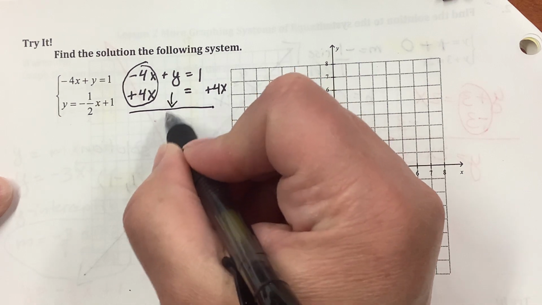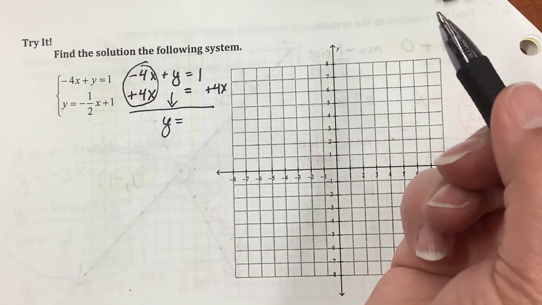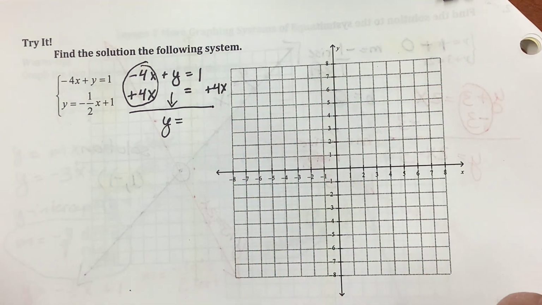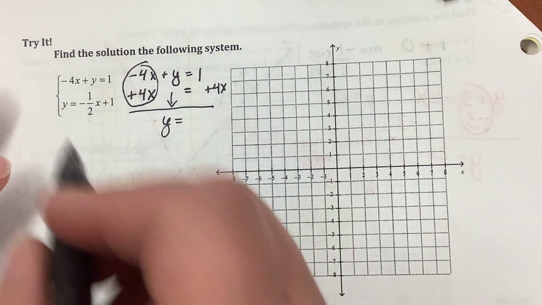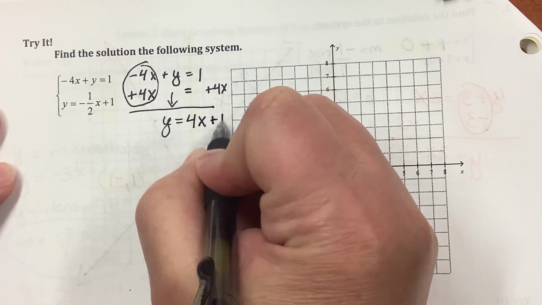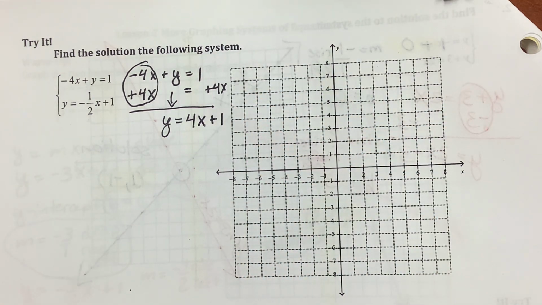Bring down the y, and now you have a choice. Because it's positive, there's this thing called the commutative property. You may remember it, you may not, but it means when you're adding things, you can put them in any order you want. So I could put 4x first, which I'm going to do because I like things in y equals mx plus b form. But either way, you end up with the same equation. So let's write that down. y equals 4x plus 1.